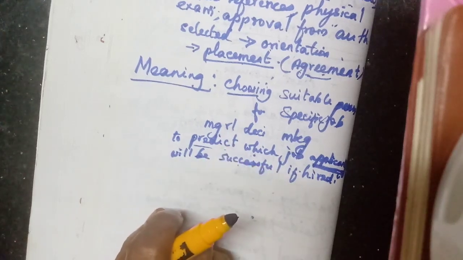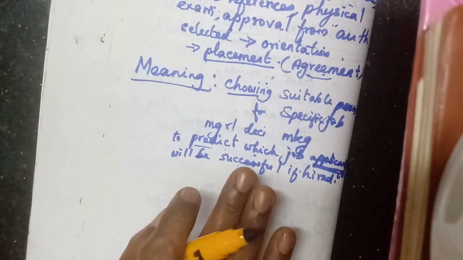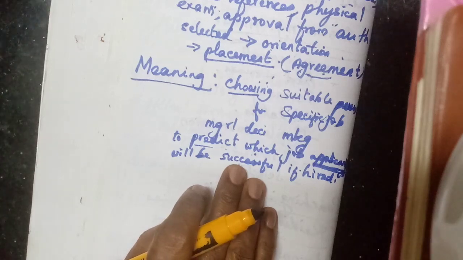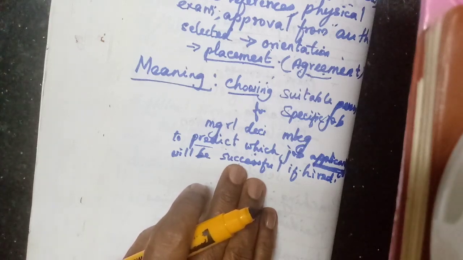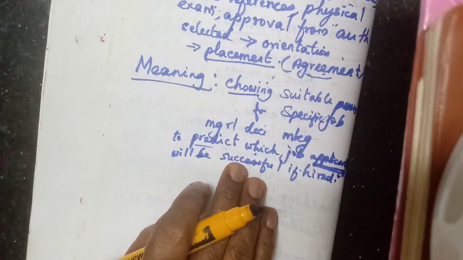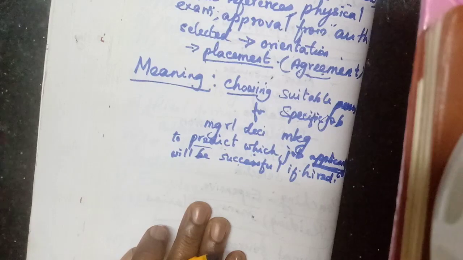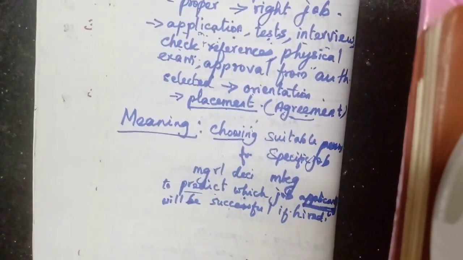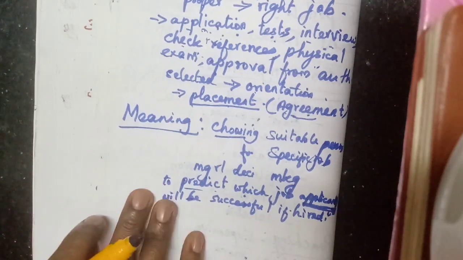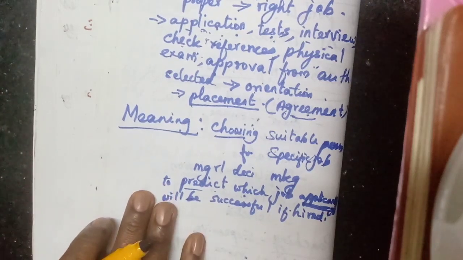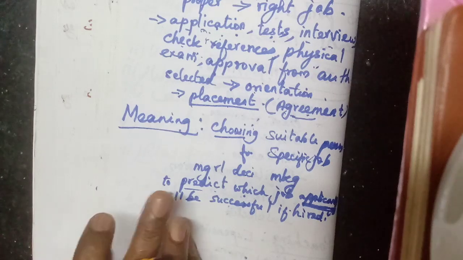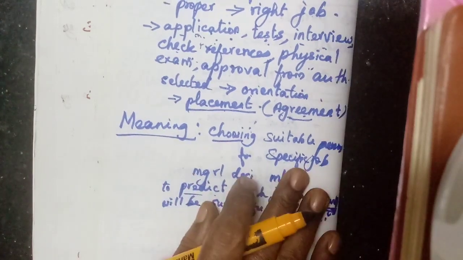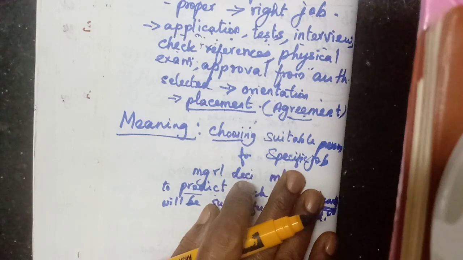What does selection mean? There will be many applicants, isn't it? Among them we have to select some of them, isn't it? That is called selection. Among a great group, we are selecting a few. Some will be rejected and some will be selected, isn't it? That is called selection. That is our ordinary meaning of selection. But here, at the time of recruitment, what is called selection?